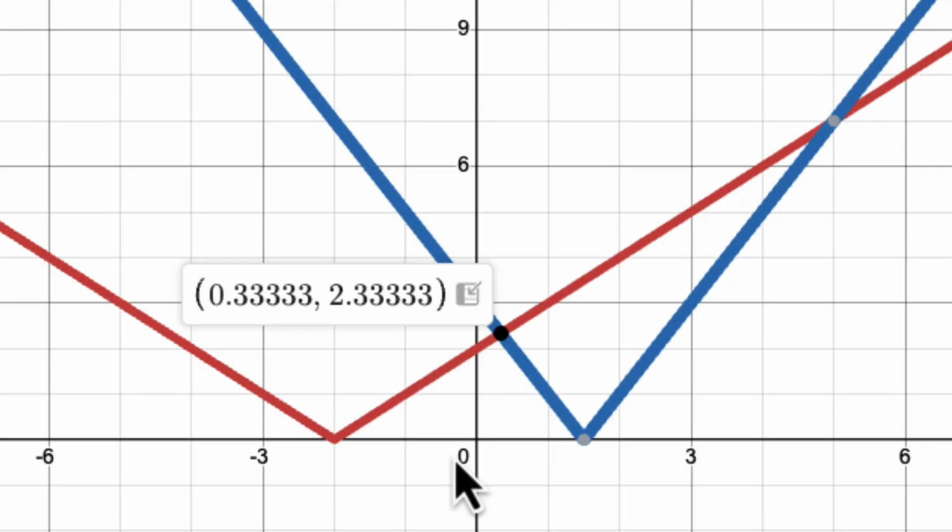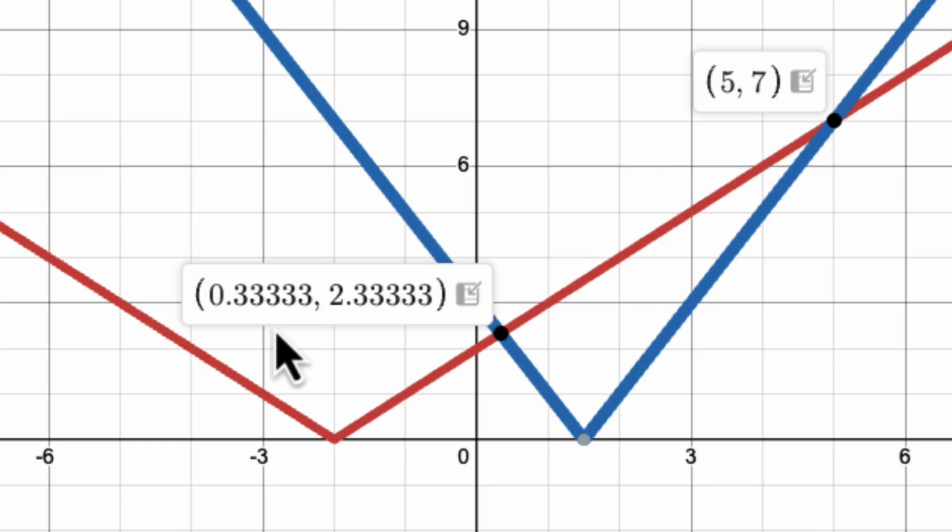So our first intersection point is 0.33333. I would recognize this as 1/3. And our second intersection point is the point (5, 7). Remember, the solutions to the equation are the x-coordinates of the graph. So the second solution is x equals 5.